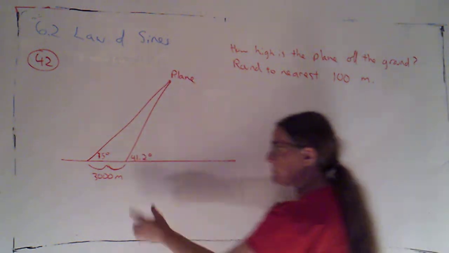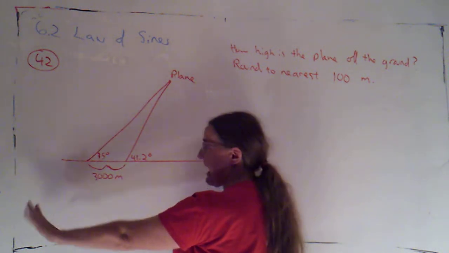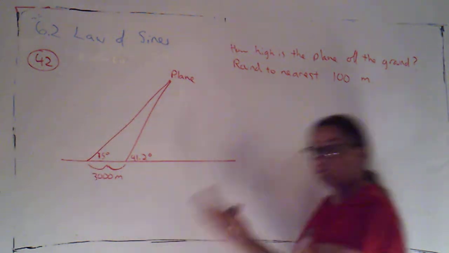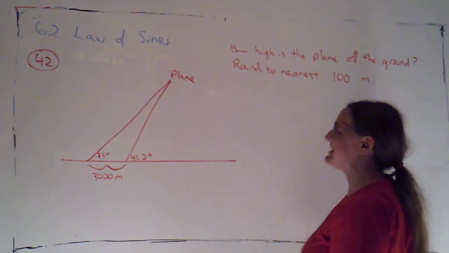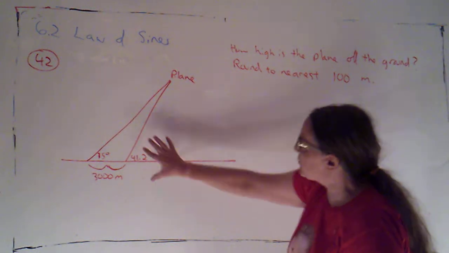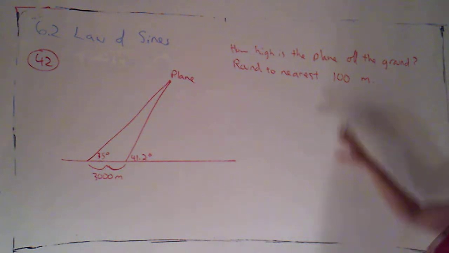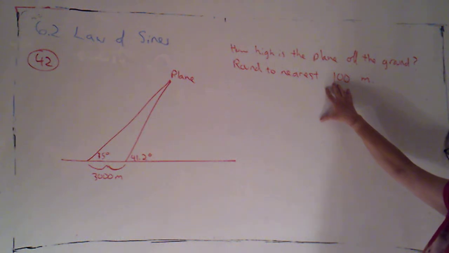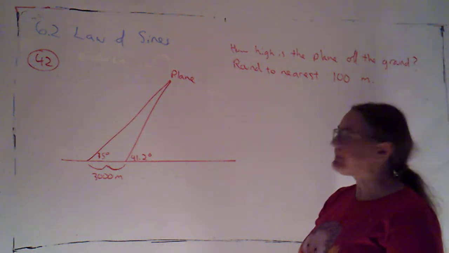But a second observer, who's standing 3,000 meters further away, has an angle of elevation of 35 degrees, because the further away you are, the less steeply you have to look up in order to see that plane. So we're given this information here. What the question asks is how high the plane is off the ground, and we're supposed to round to the nearest 100 meters.